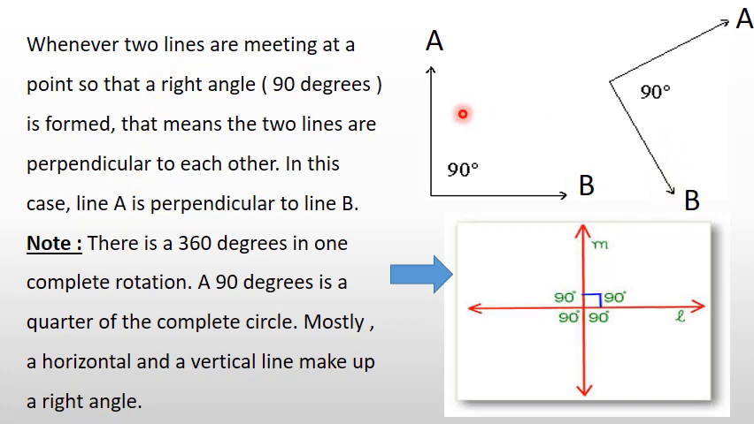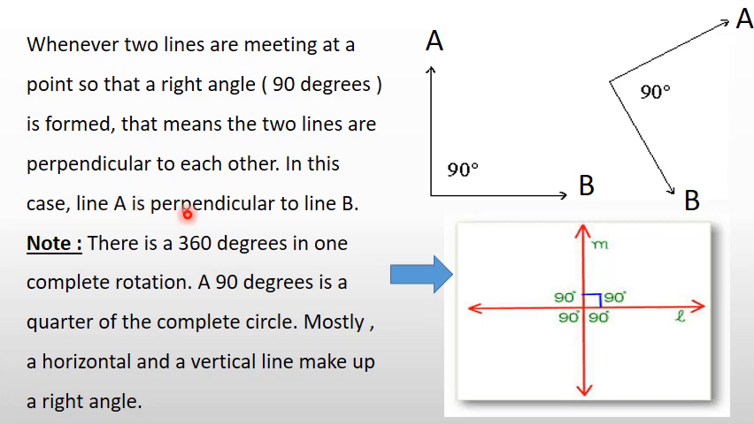Now, this was actually explained to you in your previous class as well. You already know what a 90 degree or what a right angle is. The thing is, in this chapter you will understand what a perpendicular is. Two lines are perpendicular to each other when there is a 90 degree angle between them. Whenever two lines are meeting at a point so that a right angle, 90 degrees, is formed, that means the two lines are perpendicular to each other.